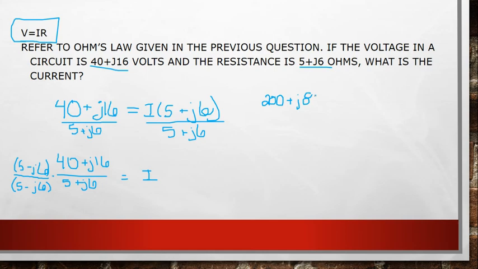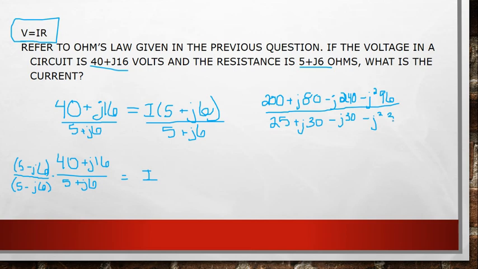Divided by, now I'm going to do the bottom. 5 times 5 gives me a 25. 5 times j6 gives me a plus j30. Negative j6 times 5 gives me a negative j30. Negative j6 times j6 gives me a negative j squared 36. So now I can go ahead and combine like terms. So on the top, I'm going to have 200 plus j80 minus a 240j gives me a minus j160.